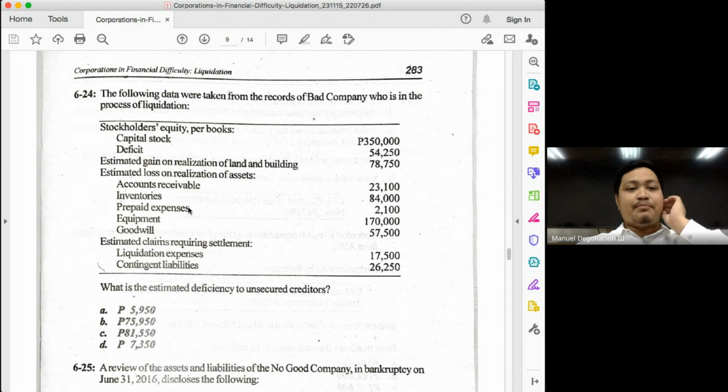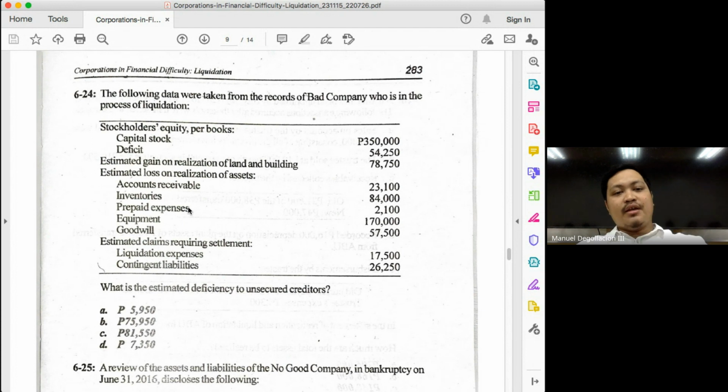Okay, so as it is per books, your capital stock is 350, and then your deficit is 54,250. Why is the 54,250 not in parentheses? Because it already states that it is a deficit. You're expected to know that that amount represents a negative retained earnings balance. It is a debit balance to your retained earnings. Now all we've got to do is to close all these figures to your deficit or your retained earnings for you to determine your total negative equity.